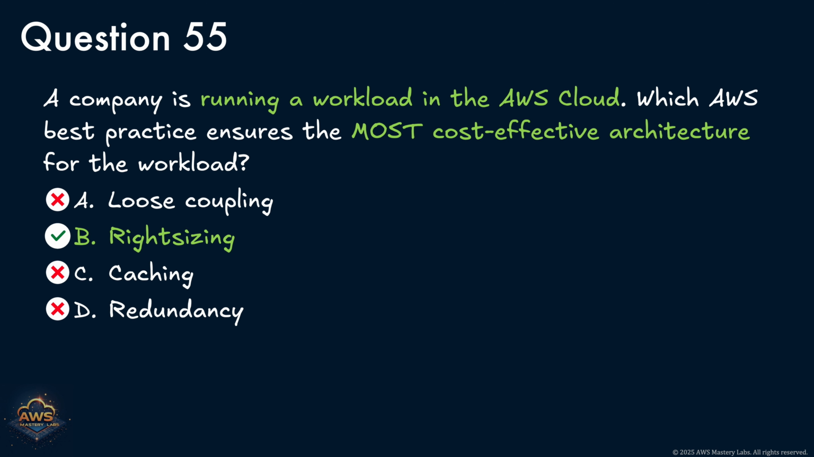Option B, right sizing. Right sizing is the process of matching instance types, storage classes, and database tiers to actual workload needs. It's a continual optimization practice based on utilization metrics gathered via tools like AWS Cost Explorer, CloudWatch, or Compute Optimizer. Over-provisioning is a common source of cloud waste, and right-sizing directly targets and eliminates that waste. Correct, because right-sizing optimizes resource utilization and directly minimizes waste, making it the most cost-effective practice in AWS operations.